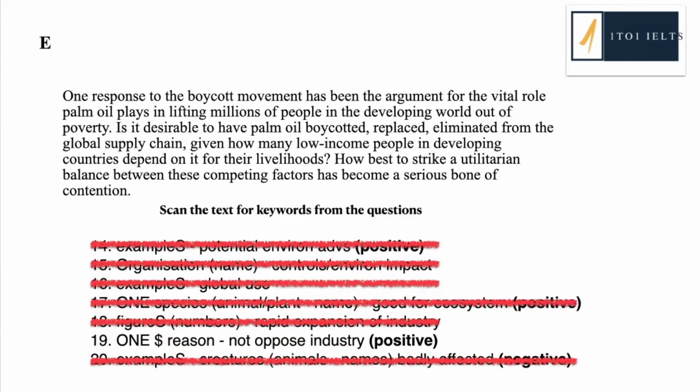Well, it does actually say here that one response to the boycott movement has been the argument for the vital role palm oil plays in lifting millions of people in the developing world out of poverty, making poor people a little bit richer. That would be a financial reason. Now we've got to check, is it a reason for not opposing the industry? So it says here, one response to the boycott movement. Well, if you boycott something, you oppose it. So we've actually found here a financial reason for not opposing the industry. It doesn't mention any other reasons, so we've only got one reason. So that looks like E is fairly certainly going to be 19.